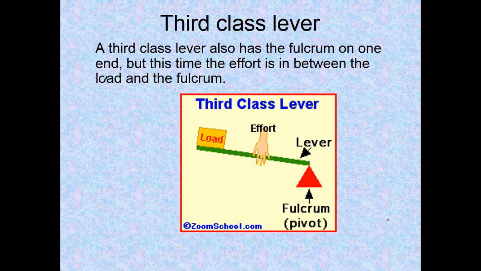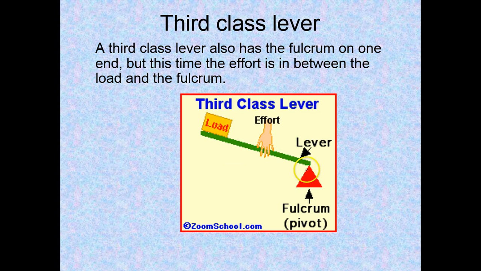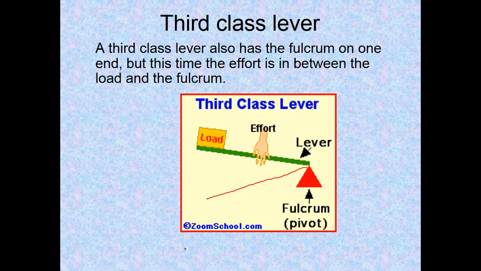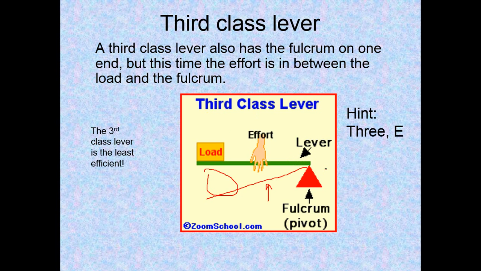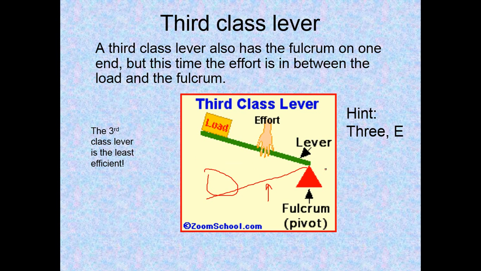A third-class lever also has the fulcrum on one end, but this time you switch the effort and the load. Here you see the effort is between the fulcrum and the load. If we added another lever and put the load in the middle, then you can see this looks like a pair of tweezers. The third-class lever is the least efficient lever. And your hint to remember what's in the middle of a third-class lever is 3E. That's your hint because 3 rhymes with E. So 3 for third class, E for effort in the middle. And remember, the effort is the force that you apply to the machine.